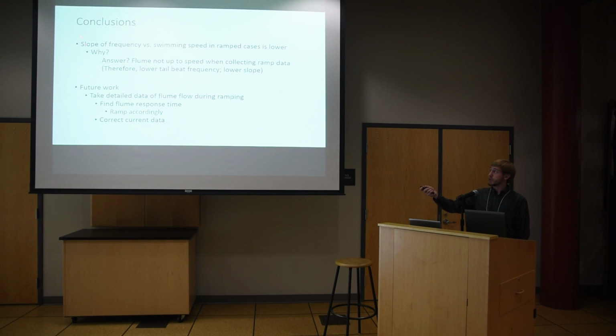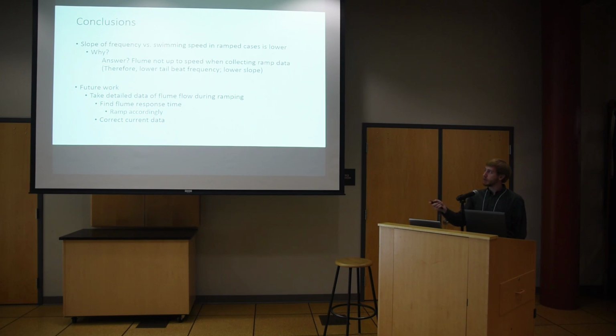So, as said just then, the slope of frequency versus swimming speed in ramped cases is lower. Why is that possibly? Because of how quickly we were taking the data, it may be that the flume was not up to the speed we thought it was when we were taking the data, and as such, the fish was actually needing to swim slower than we recorded on the data, and that would skew the data and make it so that the fish doesn't need to swim as far, and it makes sense then that their tail is moving less. That would be one source of error, a methodological error, and we will look in the future to correct that.